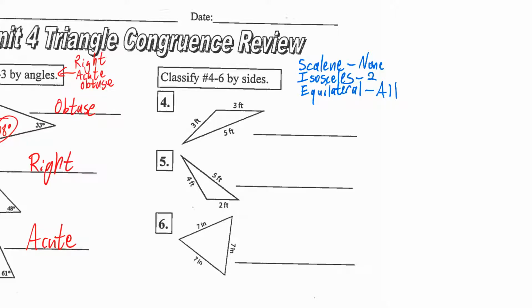Okay, so number 4, what type of triangle is that by sides? It's isosceles. Good. Number 5 is scalene. None of them are the same length. And then number 6, well, it's equilateral, but it's also equiangular. That's right.